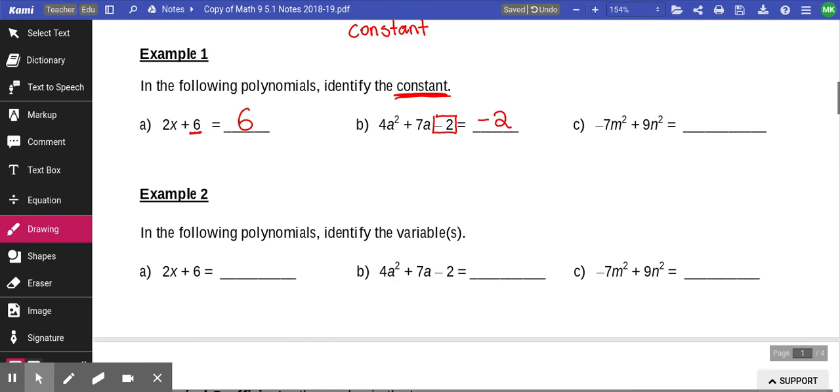In the third one, there is no constant. And we've seen that before, right? We saw it last unit. We said if there was no starting value, that's like saying there's no constant. What did we say the constant was? 0. Yeah, we said it was 0. So if there isn't a constant, the constant's 0.